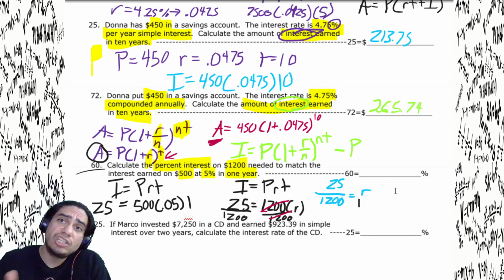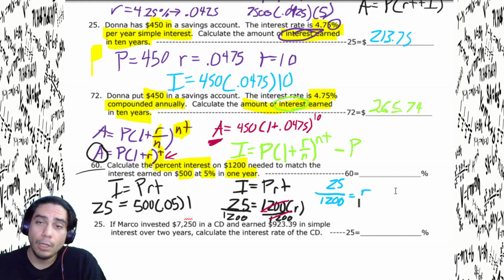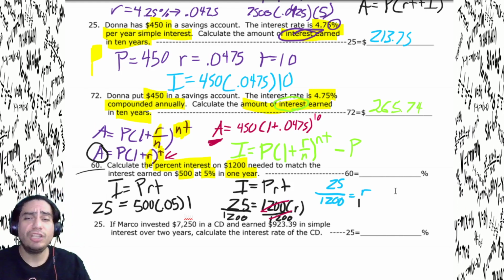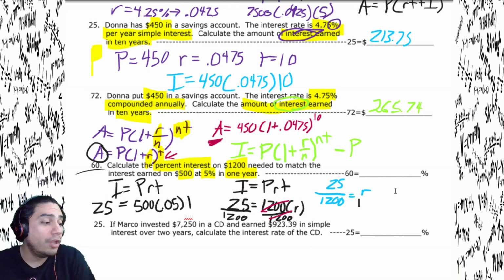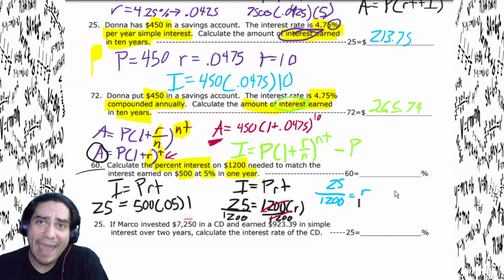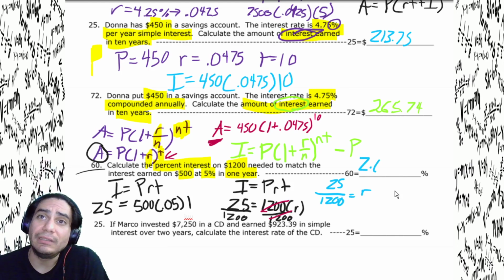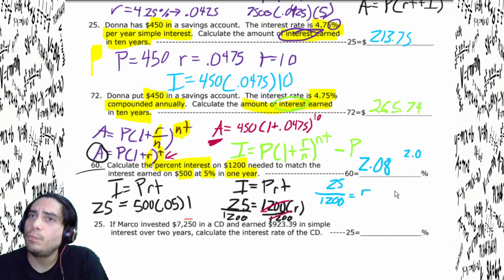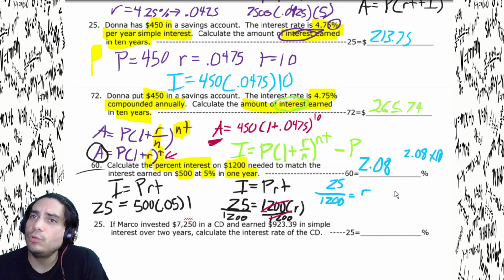And how do we change a decimal into a percent? Well, we're going to have to get our answer and just multiply it by 100, okay? We multiply it by 100, and now we figured out that our percent rate has to be 2.08. Or if you want to write in scientific notation, 2.08 times 10 to the 0.